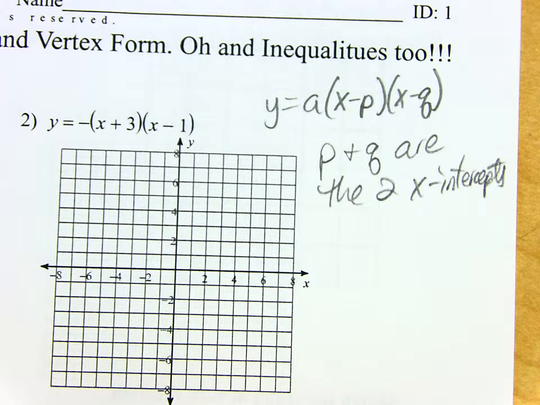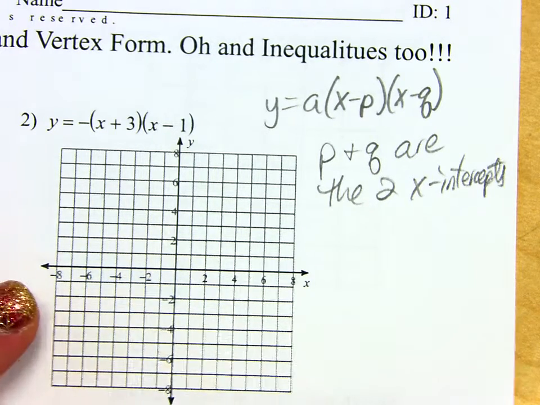Are we ever going to see anything where it's like y equals a and then just x minus p? No. Well, then it would be a straight line because you wouldn't have an x squared.